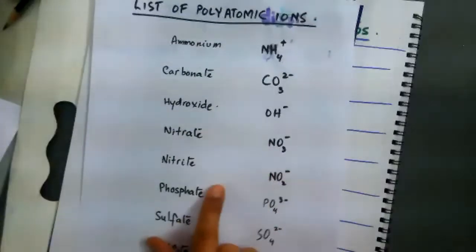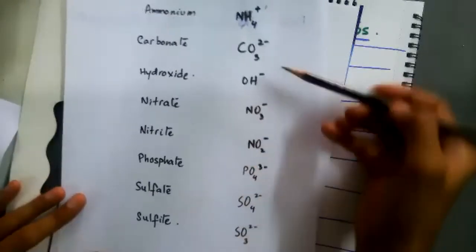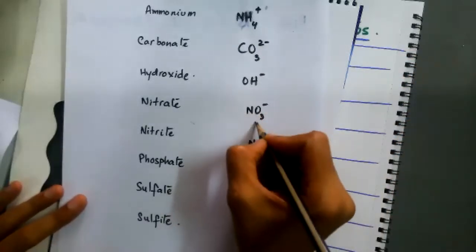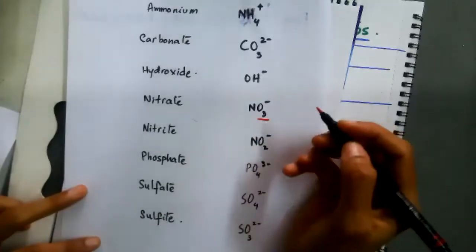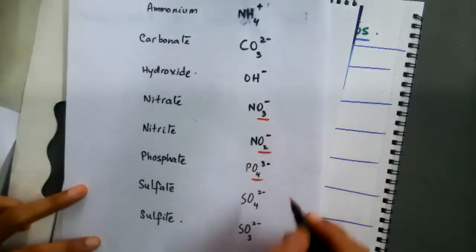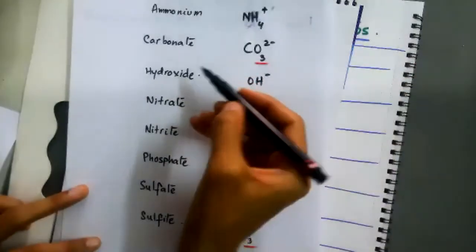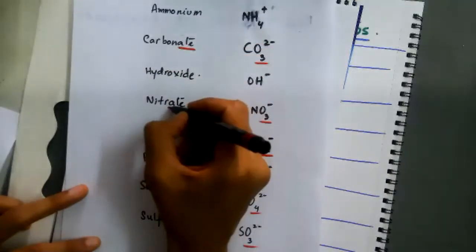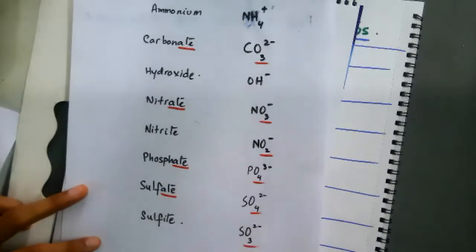So now, another thing I want you to concentrate on is all these polyatomic ions that have oxygen. For example, nitrate has oxygen, nitrite has oxygen, phosphate has oxygen, sulfate has oxygen, sulfide has oxygen, carbonate has oxygen. They are ending with the suffix ate. I want you to appreciate this. I want you to know this.